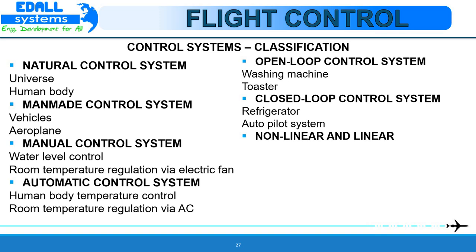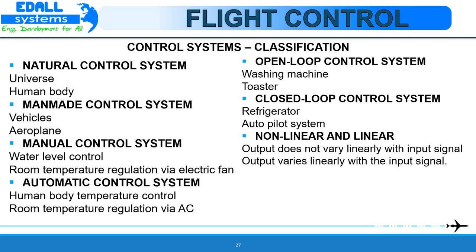Then we have non-linear and linear control systems. A system whose output does not vary linearly with the input signal is called a non-linear control system. It does not satisfy the principle of superposition. Then we have a linear system, where the output varies linearly with the input signal. The principle of superposition is applicable to the system, which means that the response to several inputs can be obtained by considering one input at a time.